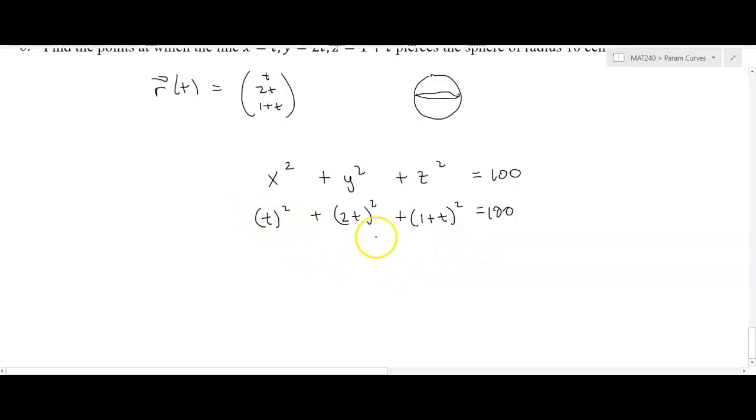You know what? Actually, we're going to have to solve a quadratic here. So I don't know that I really am interested in doing that, but let's go ahead and at least expand it out a little bit. So t squared plus 4t squared, and then foiling this out will be t squared plus 2t plus 1 equals 100. And combining like terms, I have 6t squared plus 2t plus 1 equals 100.